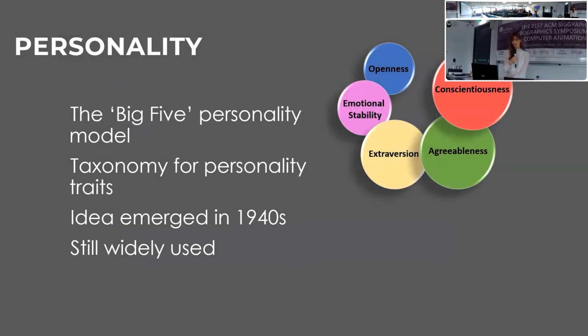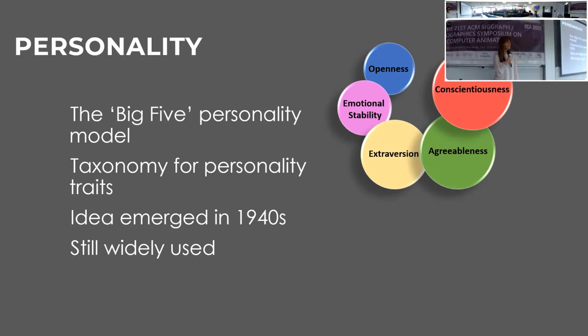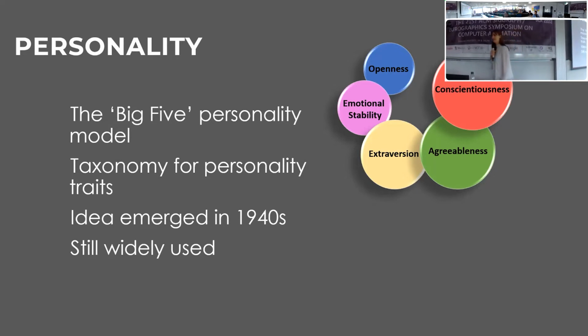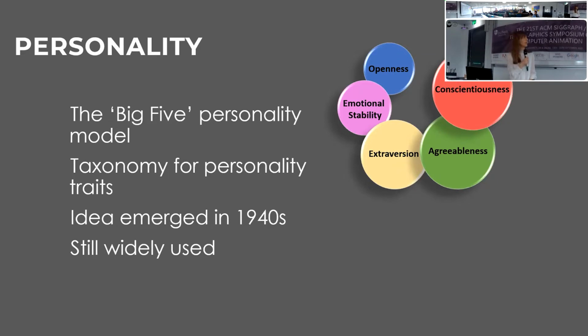Another aspect that's often studied in psychology is personality, and psychologists have been looking at ways of categorizing or finding a taxonomy for personality traits for years. The Big Five seems to come out quite often, and it's used quite a lot in computer animation as well. I guess it's because it's a straightforward enough set of 5 personality traits. So you have openness to experience, emotional stability, so the opposite of that would be neuroticism, extroversion, agreeableness, and conscientiousness.